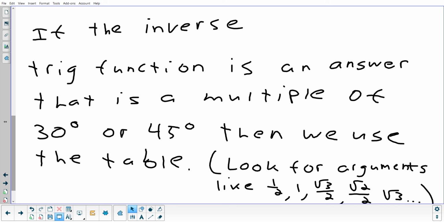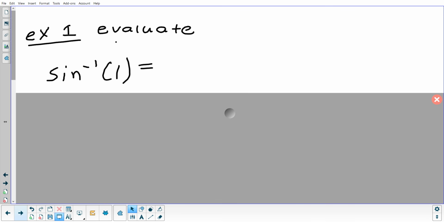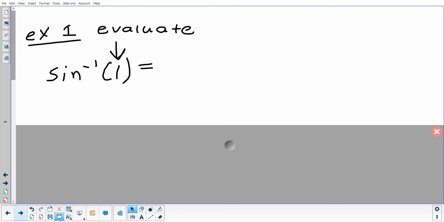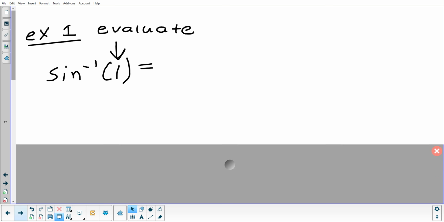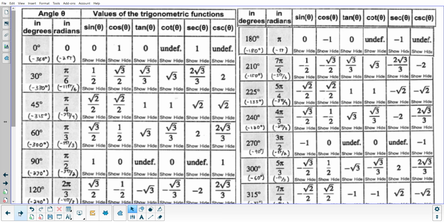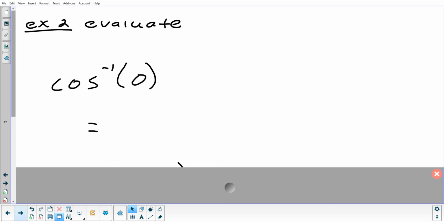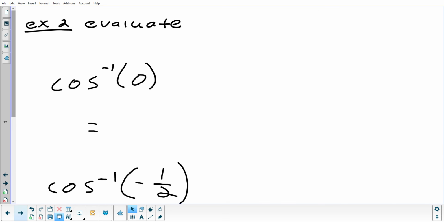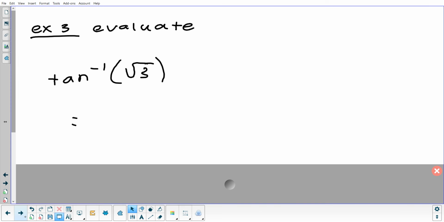And when I say look for it, I mean, look right here. Look at the number that's inside the parentheses. That's called your argument. If the argument is a 1, you're going to find it in that chart. -1, you're going to find that in the chart. Zeros, yep, those are in the chart. -1/2, those are in the chart. Square root of 3s, those are in the chart.